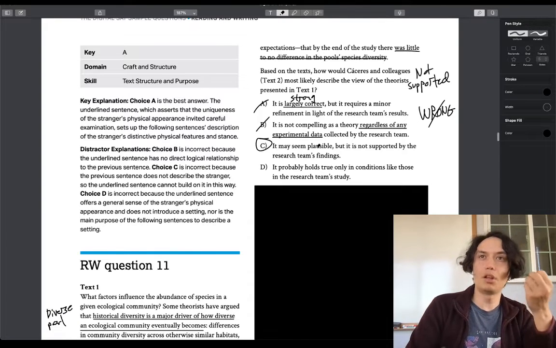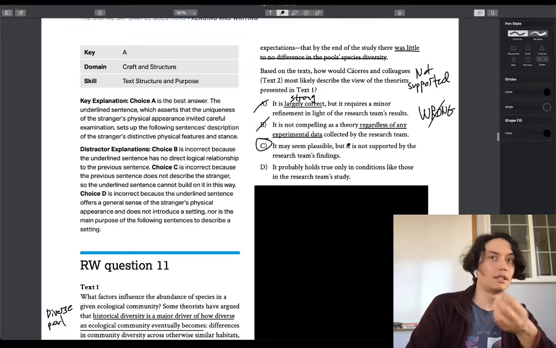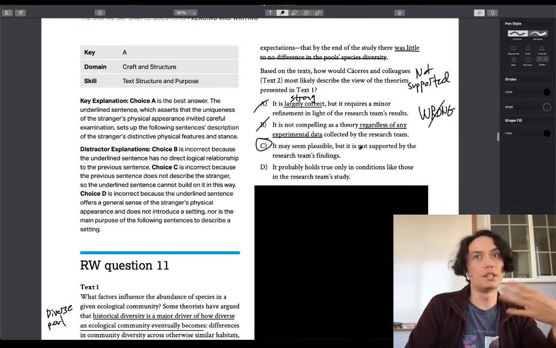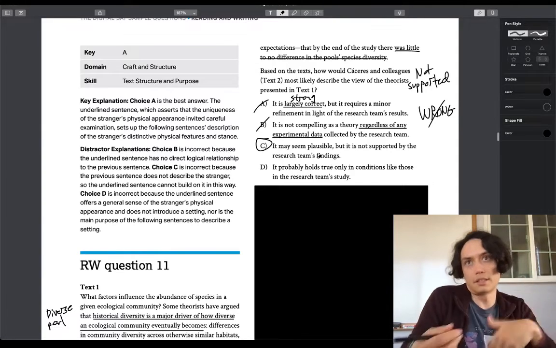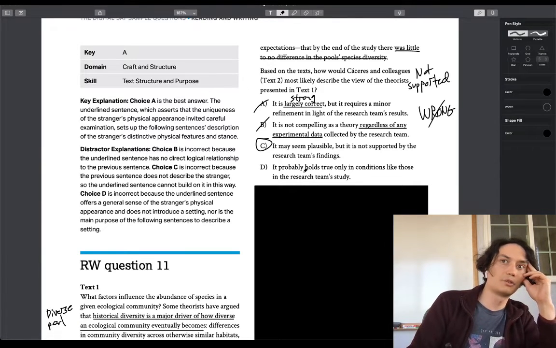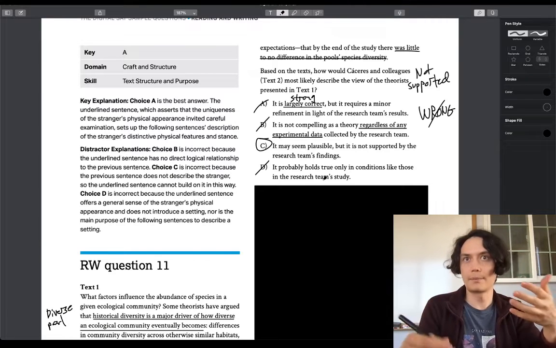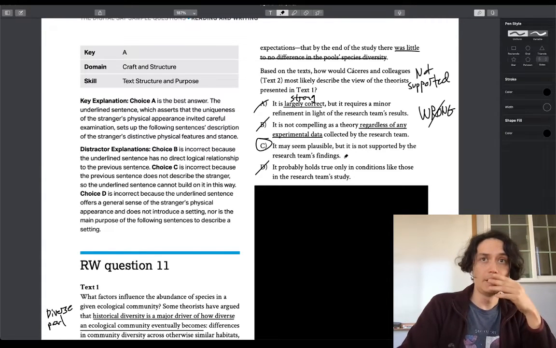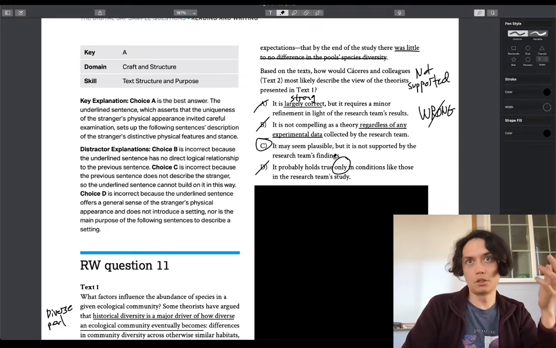Maybe it's plausible, but it's not wrong. It's just not supported by our findings in this study this one time. It probably holds true only in conditions like those in the research team. Well, okay, so for starters, it doesn't hold true in the conditions of this research team study. So this is like a false claim. And second, only is a very strong word. This probably is also pretty strong.